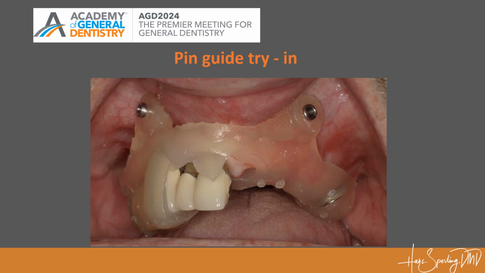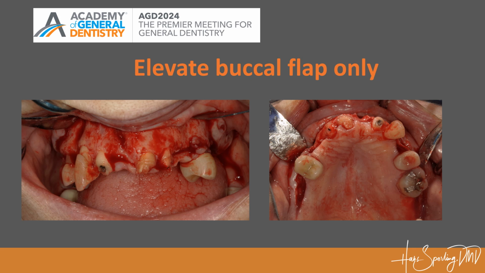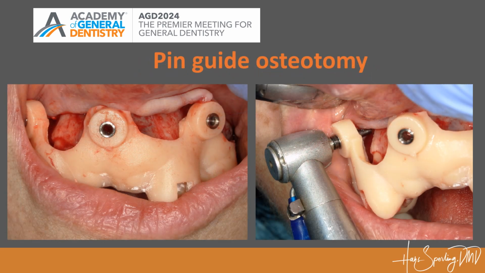But we try in the pin guide, make sure that it fits. Then we proceed to elevate a buccal flap only, and we make a long flap. The longer we make the flap, the more elasticity the flap has, and the easier it is for us to reflect that flap high up. And we need to reflect that very high because we're going to have to do bone reduction, and we're going to have to place our pins. So we only raise a buccal flap. We keep the palate because that's going to allow us for some support of our guide.